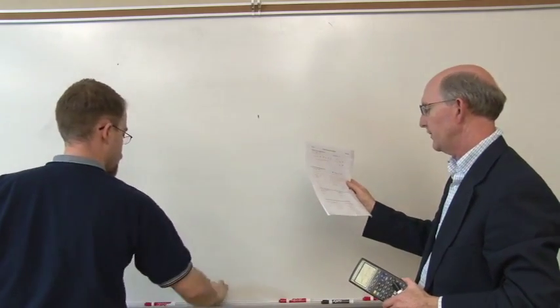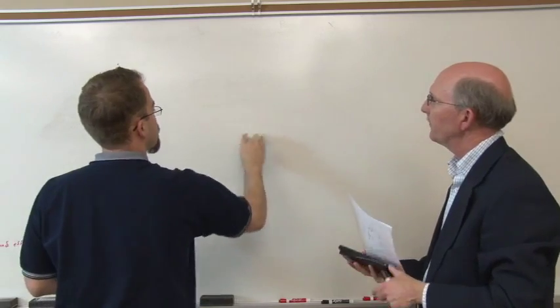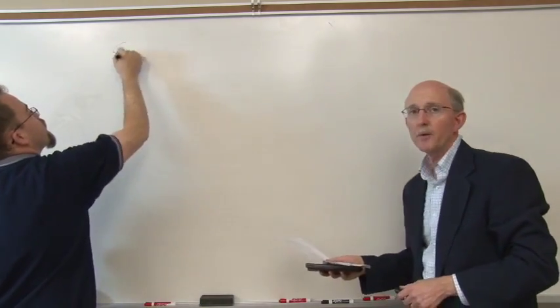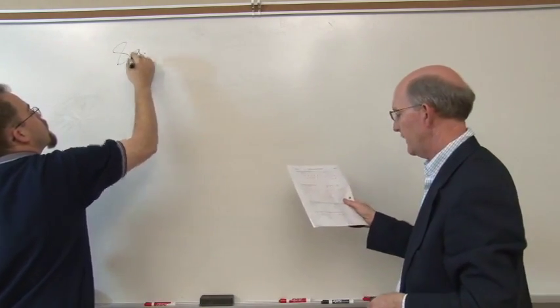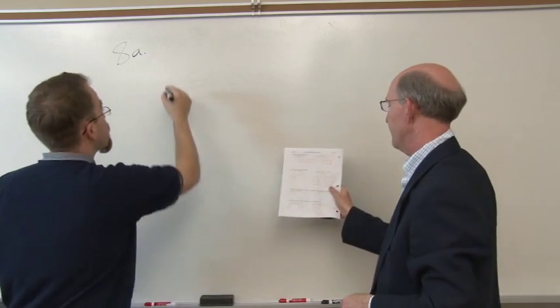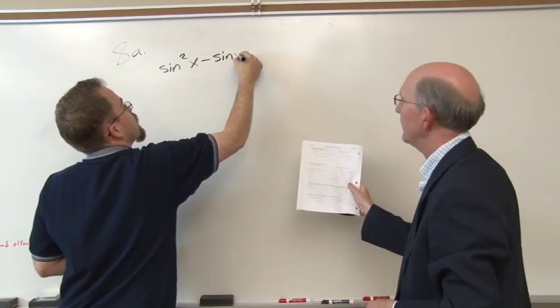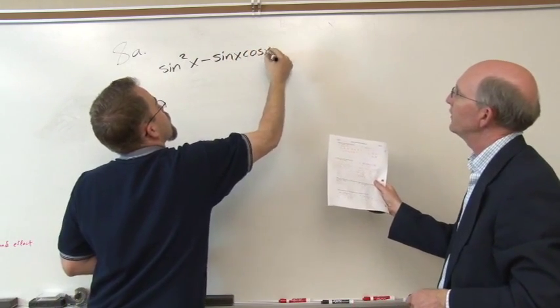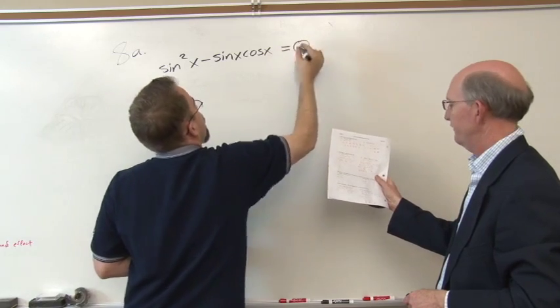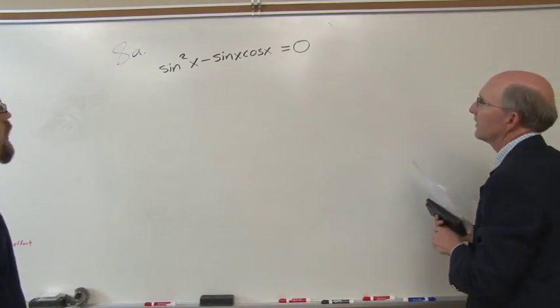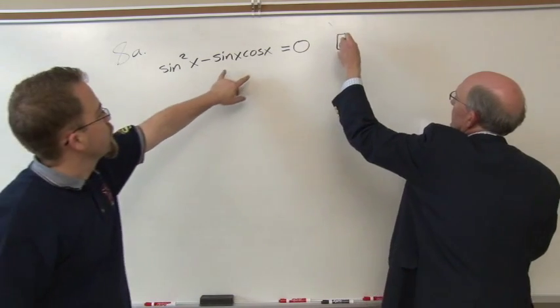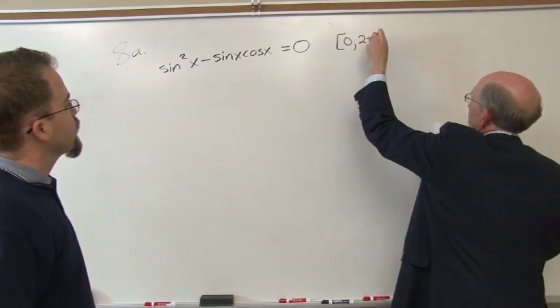We are going to finish off with some problems that may be review for you. The first one is sine squared x minus sine x times cosine x equals 0. Okay, so that looks a little bit entangled there. We've got our immovable pieces buttoned up against each other. That's right.